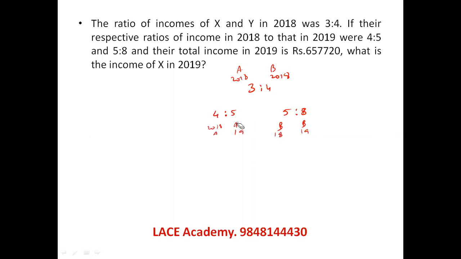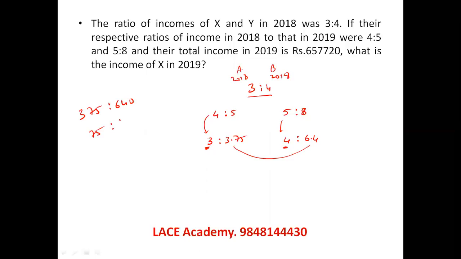So if I want to do a small balancing, I make these 4 parts into 3 parts. 4:5 is equal to 3:3.75. 5:8 is to be written as 4 is to something. 5 into 1.6 is 8. 4 into 1.6 is 6.4. So the ratio of 2019 salaries, when everything is balanced with 3 is to 4, must be 3.75 is to 6.4, or 375 is to 640. Cut by 5, 75 is to 128. So totally 203 parts.